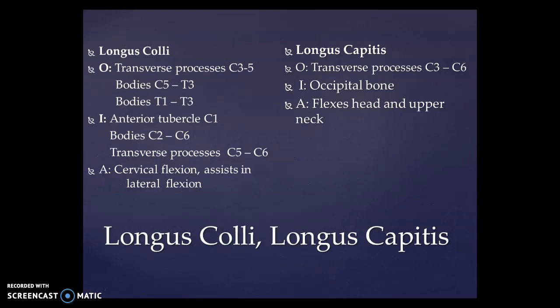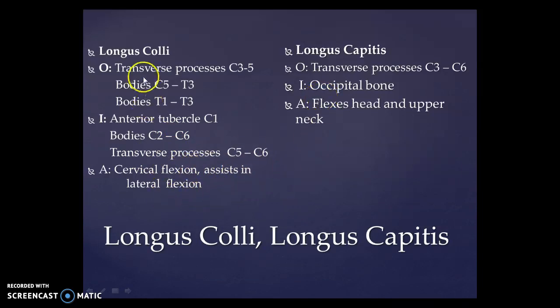The longus colli and longus capitis, these are going to be your other cervical flexors, and you'll see a picture in just a second. The colli has three parts, a superior, middle, and inferior part. These are bodies from C3 to T3, and the insertion on the anterior tubercle of C1, bodies of C2 through 6, transverse processes of C5 and 6.